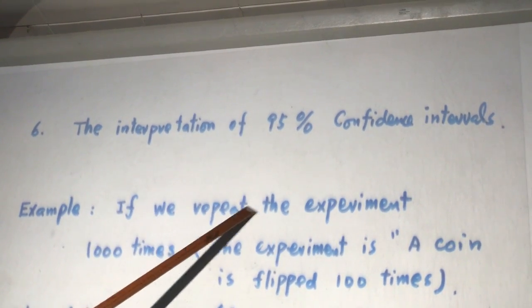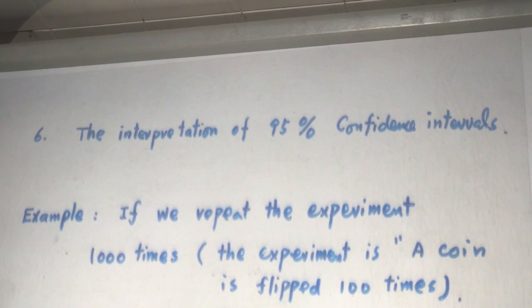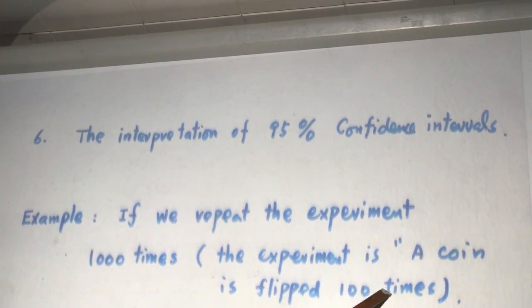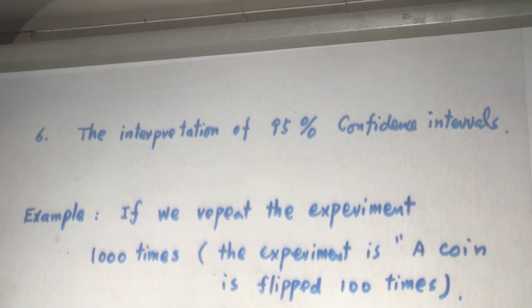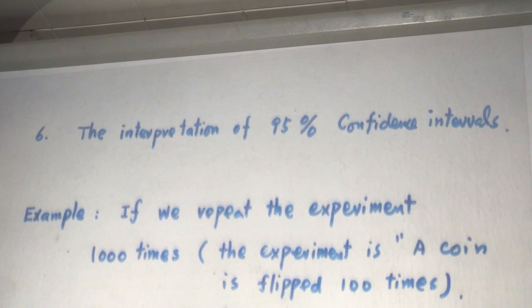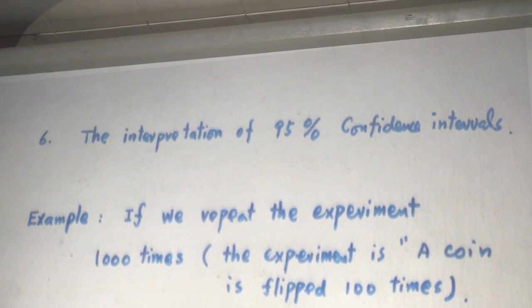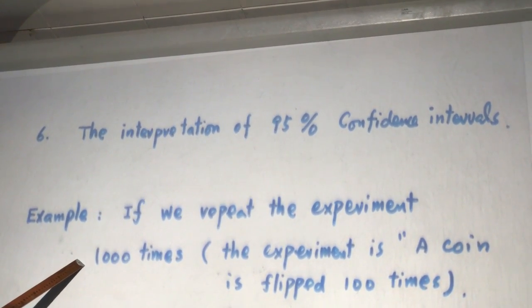If we repeat the experiment 1,000 times. Now what is the experiment? The experiment is a coin flip 100 times, and I repeat this 1,000 times. So how many times do I flip the coin altogether? 100,000 times. Is that okay? So for every 100 flips, I keep a record of how many heads I get.